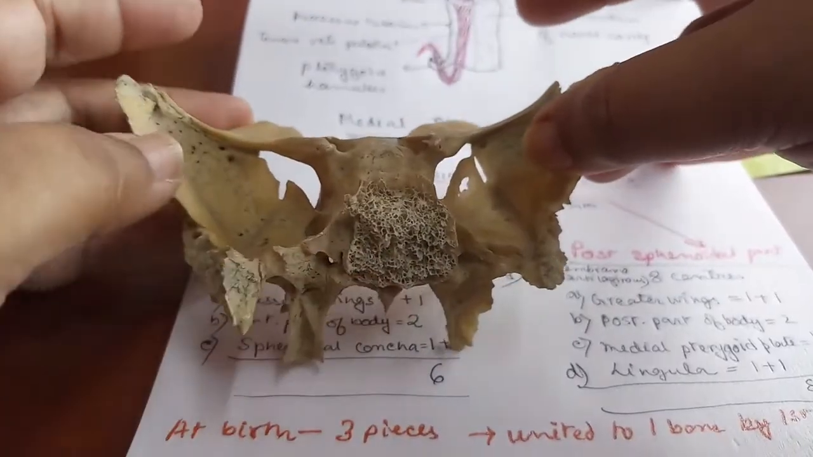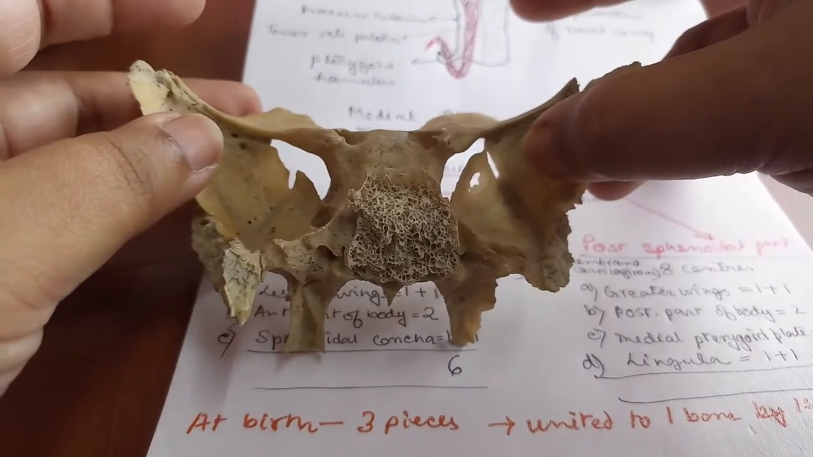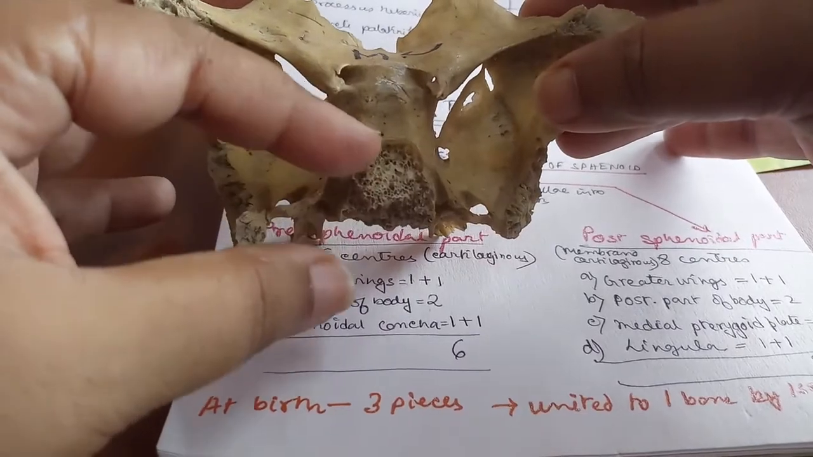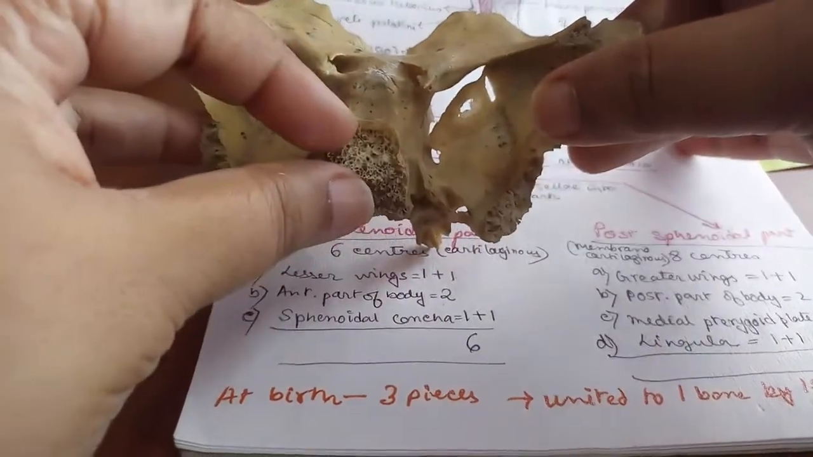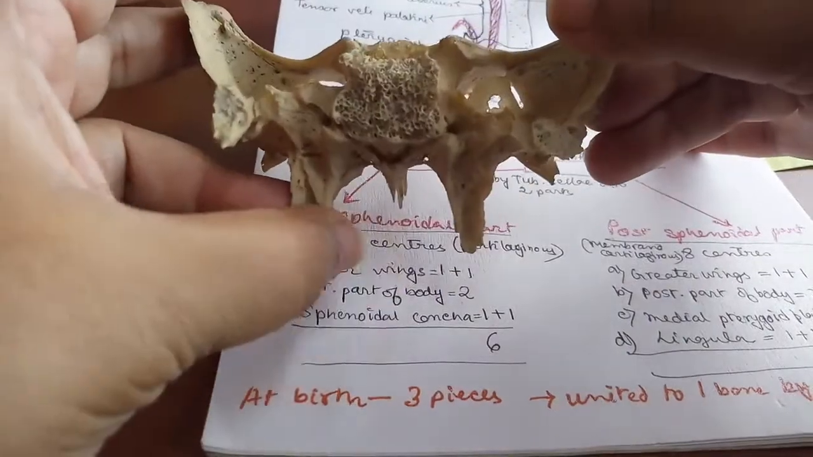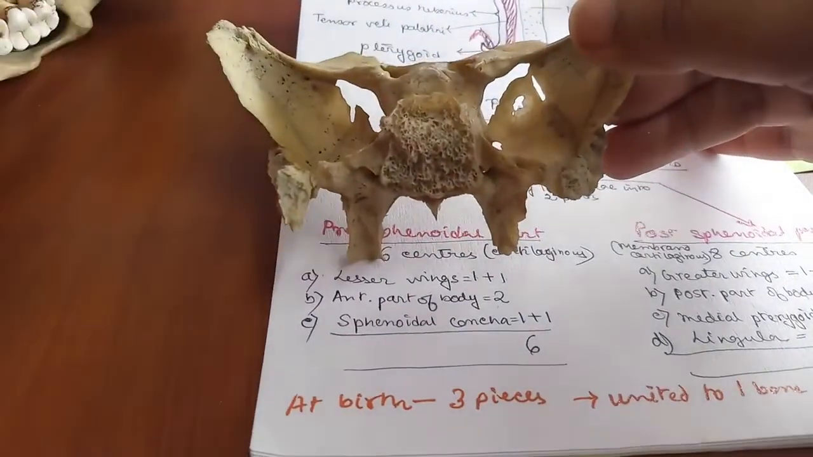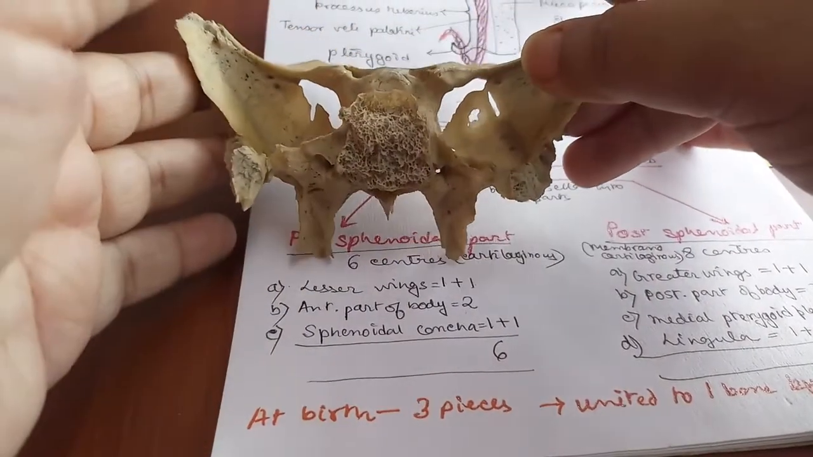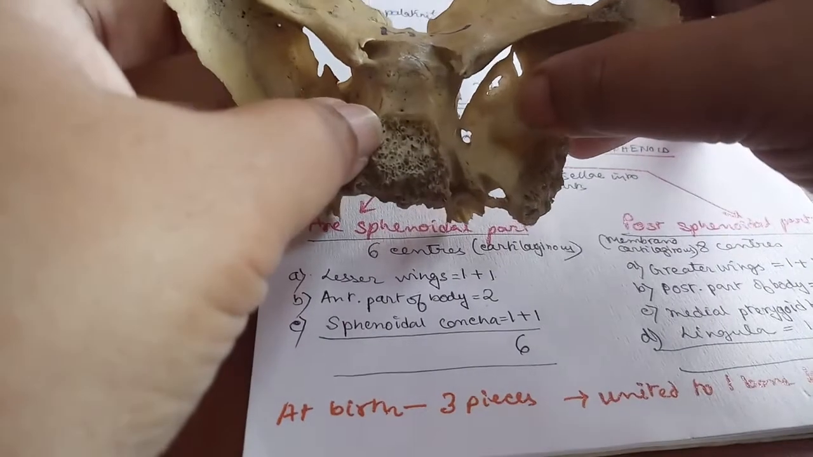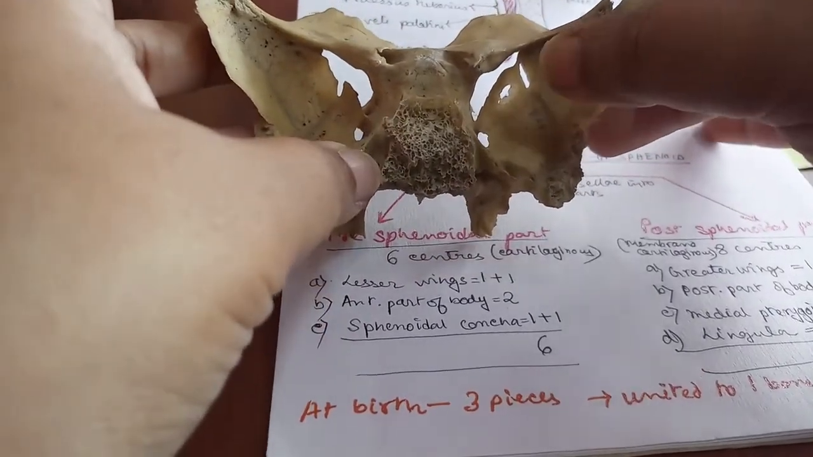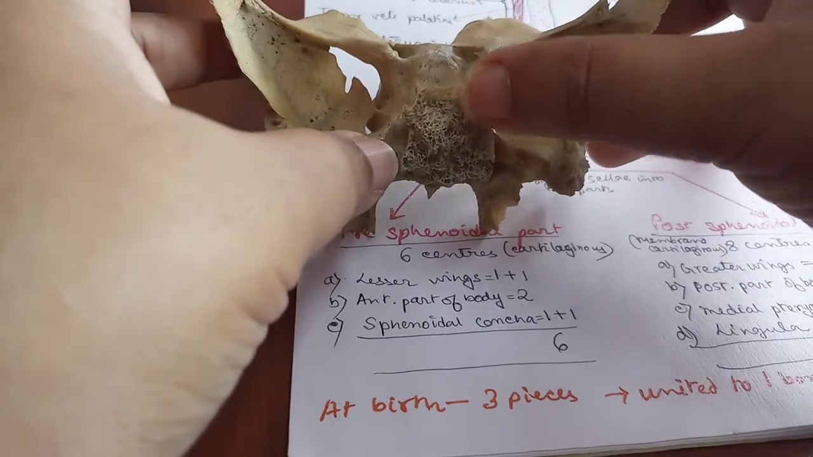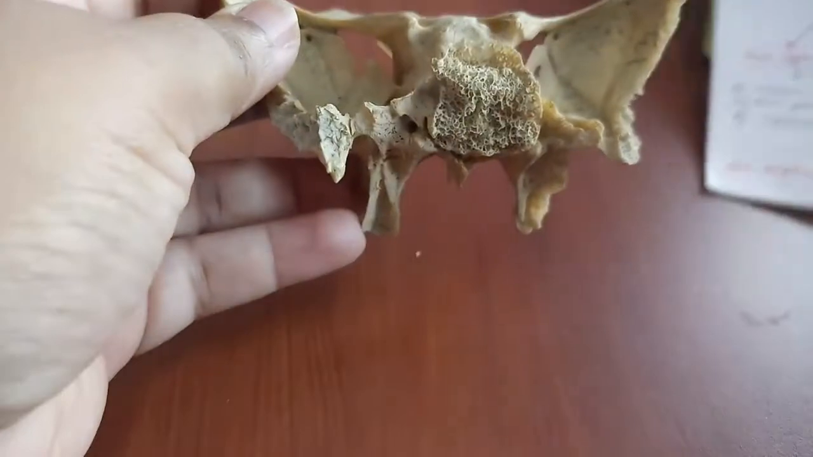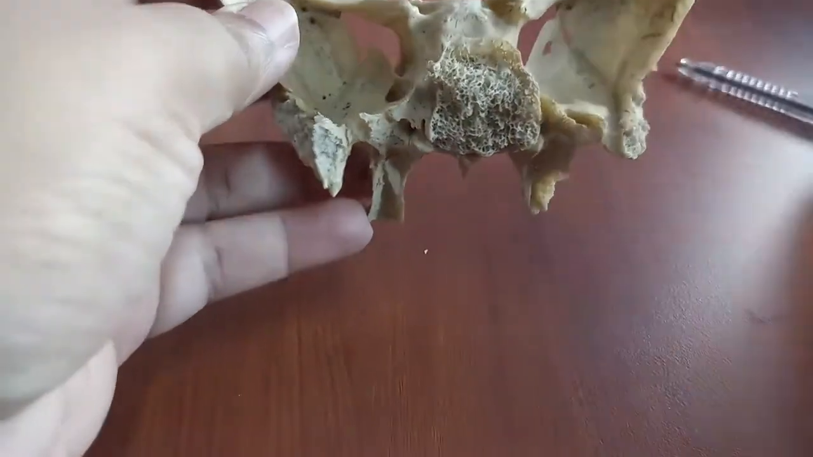There will be one center each for the 2 greater wings. Then for the posterior part of the body, from the tuberculum sellae backwards, we have 2 centers. Then for each medial pterygoid plate we will again have a center, and also centers for the lingular region. So the post-sphenoidal part of the sphenoid is membranocartilaginous in ossification.